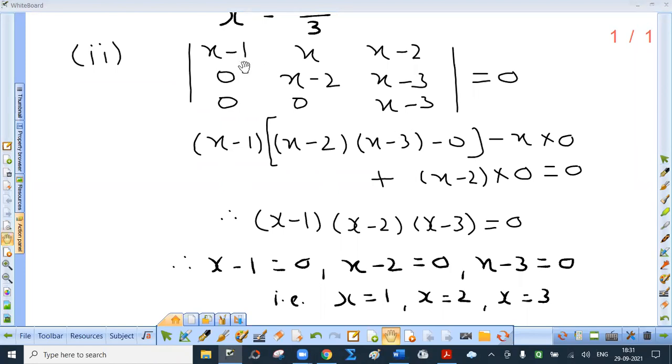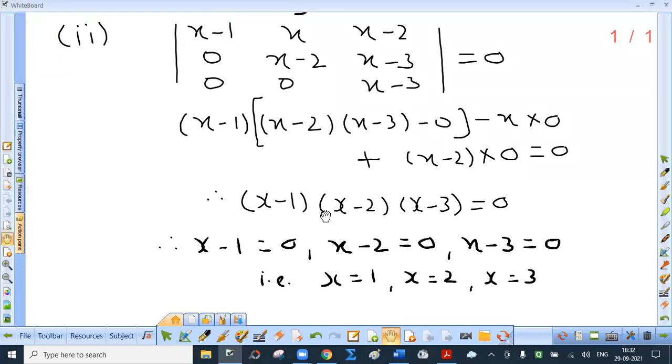We'll do second sum here only. Actually, triangle property can be used. All elements below diagonal are 0. So value is directly product of diagonal elements. When I say diagonal, principal diagonal. So x minus 1 into x minus 2 into x minus 3 is 0. Otherwise, expand as it is. x minus 1 into x minus 2, x minus 3 minus 0, minus x into 0, plus x minus 2 into 0. So it is just product of these three factors equal to 0. So x minus 1 is 0 or x minus 2 equal to 0 or x minus 3 equal to 0. That gives me x equal to 1, 2 or 3.